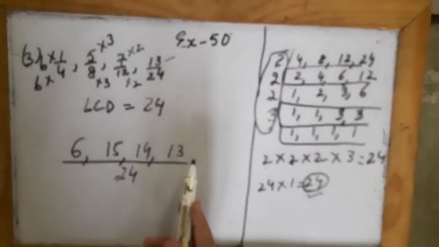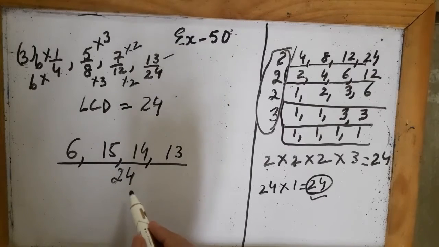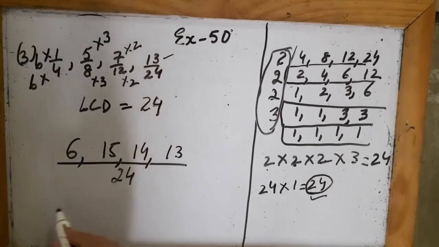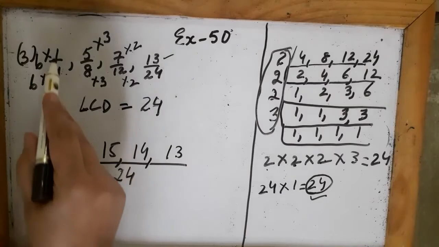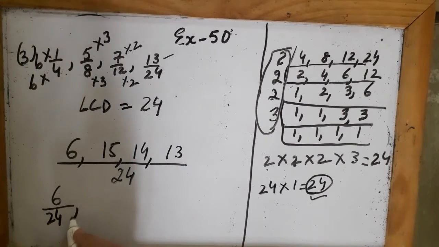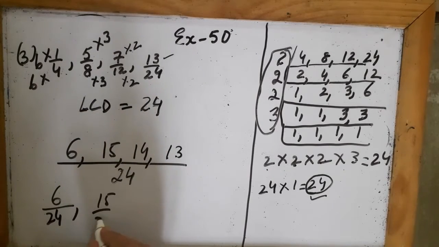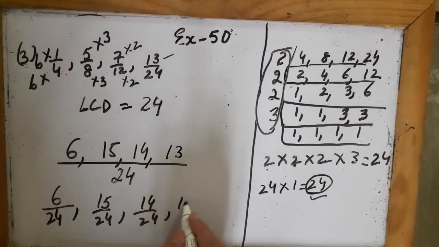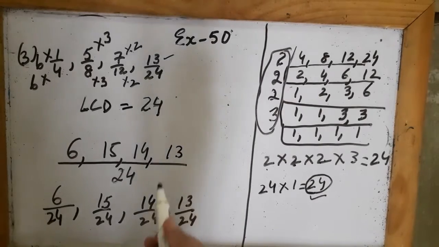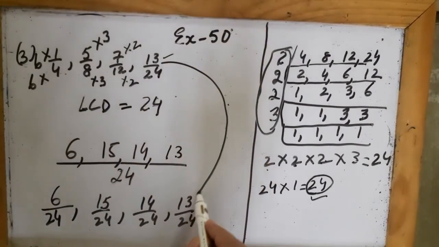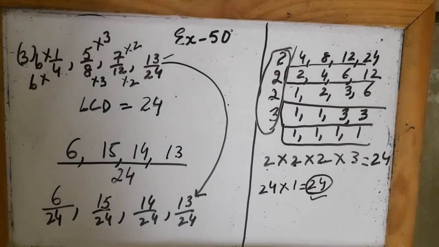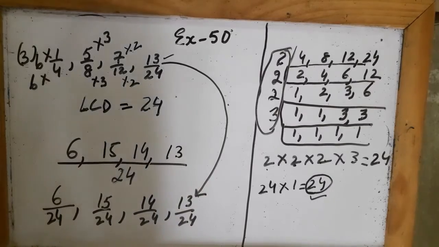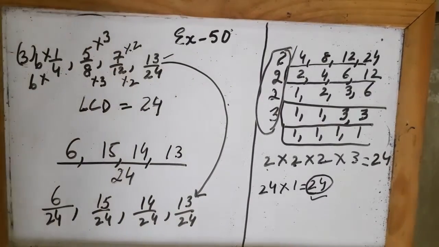Now these are my new numerators, and all will have the denominator 24. So the first fraction will become 6 by 24. Second fraction is 15 by 24. Third fraction is 14 by 24 and 13 by 24. So all these unlike fractions I have converted into like fractions, all having the denominator 24.